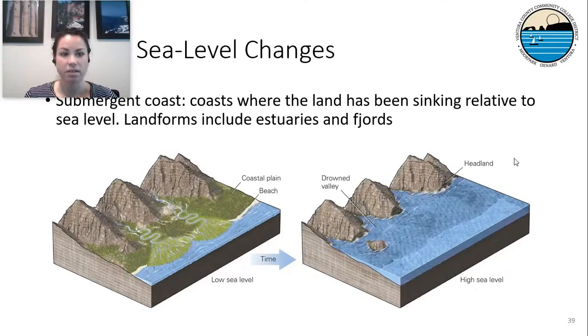Another example of this is a submergent coast, where the land has been sinking relative to sea level. Landforms include things like estuaries and fjords. Like I just showed with a fjord, that's because we have a lot of glacial runoff and glacier fill. All that water has come down from the mountains and filled this valley. The valley was once a valley where you could walk on it with grass and things like that, but it's now been filled with glacial runoff, so we have a relatively higher sea level.